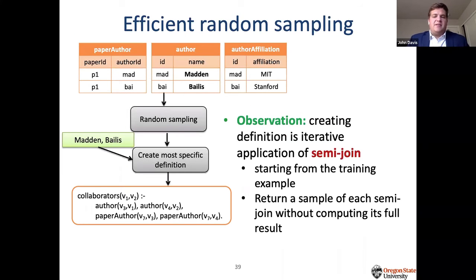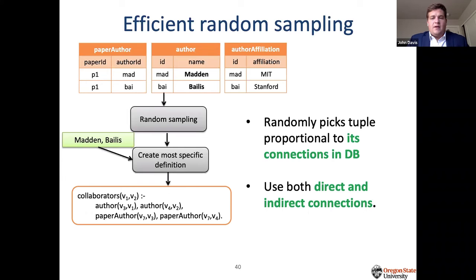We observe that creating a definition is an iterative application of semi-joins, starting from the first training example. We aim to return a sample of each semi-join without having to return and compute the full result. We are able to randomly select tuples with probability proportional to the level of connectedness within the data. Its connectedness is based on both direct and indirect connections. The benefit of this algorithm is that it creates a true random sample of the most specific definition without fully computing it, so it's very efficient.